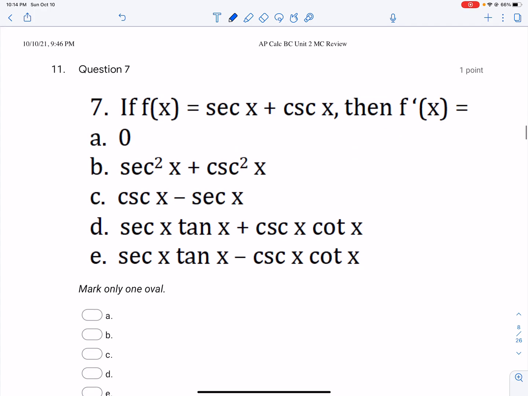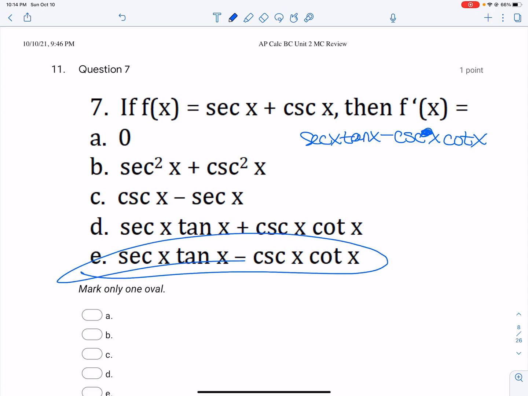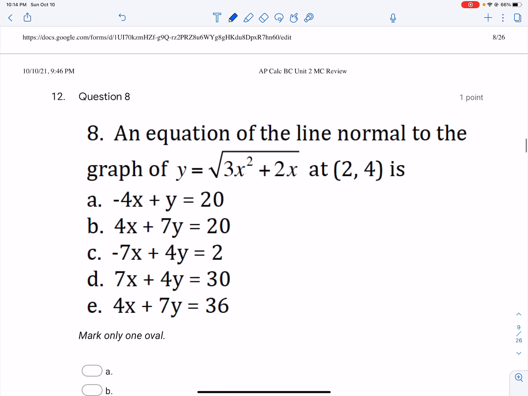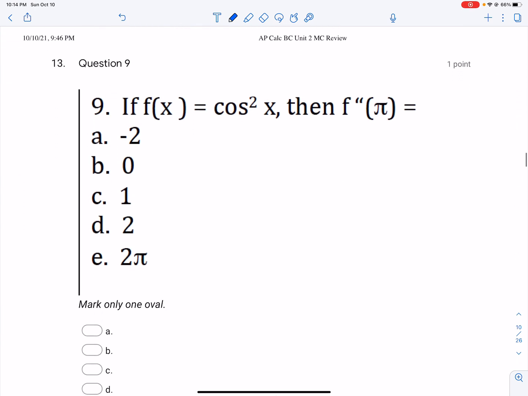Question 7. So the derivative of secant is secant x tangent of x. The derivative of cosecant is negative cosecant x cotangent x. Negative cosecant cotangent, so it's not squared. So that is E. 8, 9.